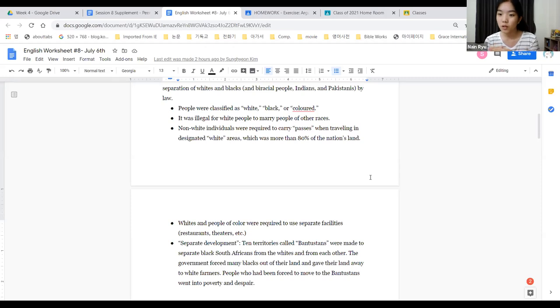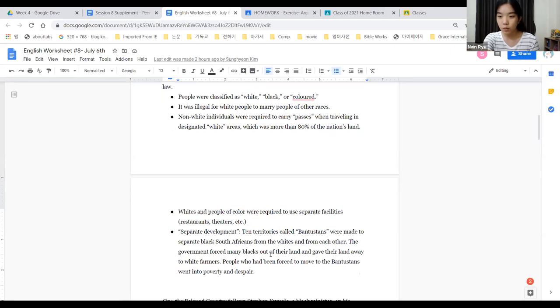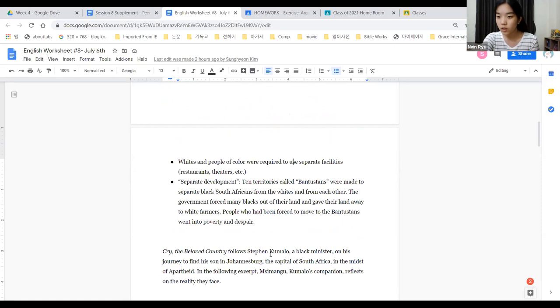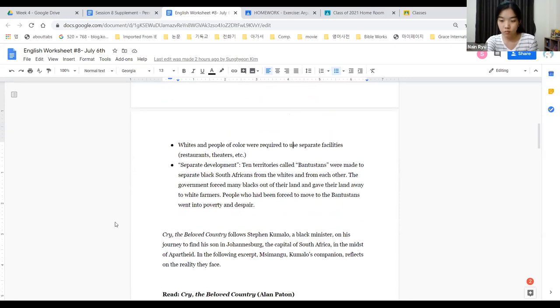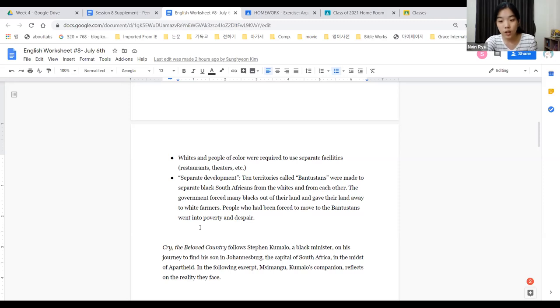If you were a person of color and you wanted to travel to somewhere that was technically a white area, you had to have a pass, an identification that showed you were authorized to be there. White people and other people also could not use the same restaurants or movie theaters, those kinds of things. So it was very separated. It was a system of segregation that said white people and people of color cannot be mixed, cannot come in contact with each other, because of skin color. And even though racism is very prevalent now, it was also prevalent back then.